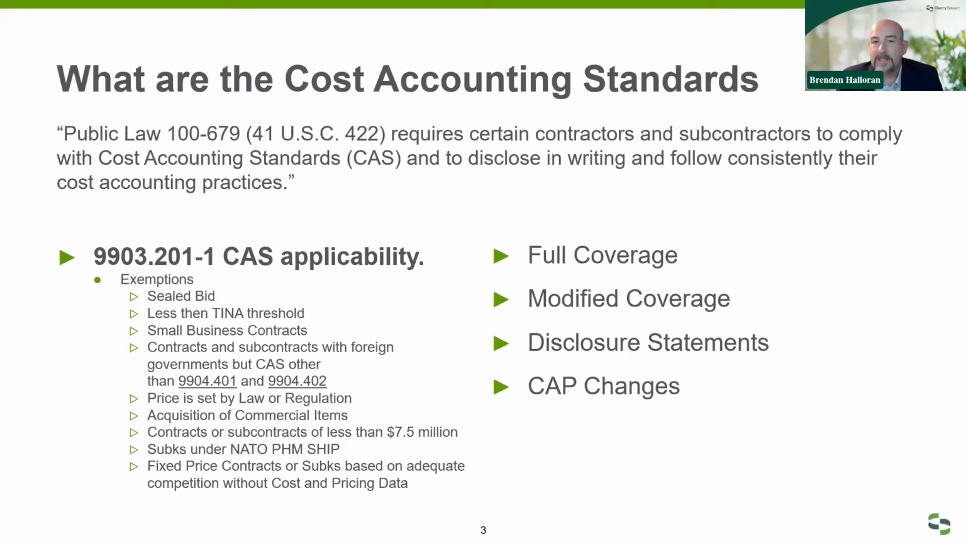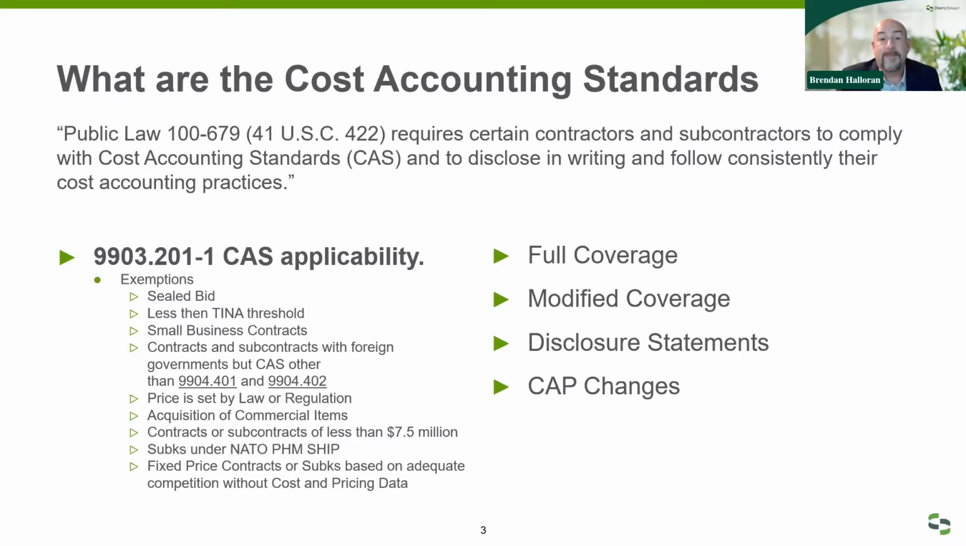But in terms of CAS applicability, one thing to point out is that it's contracts that are CAS covered, not contractors. And so there are a number of exemptions, whether it's a sealed bid under TINA, small businesses are exempt from it, as well as a number of other areas. And we'll show you how to apply determining what contracts would be, for your planning purposes, and also to do an evaluation of what contracts you currently have.